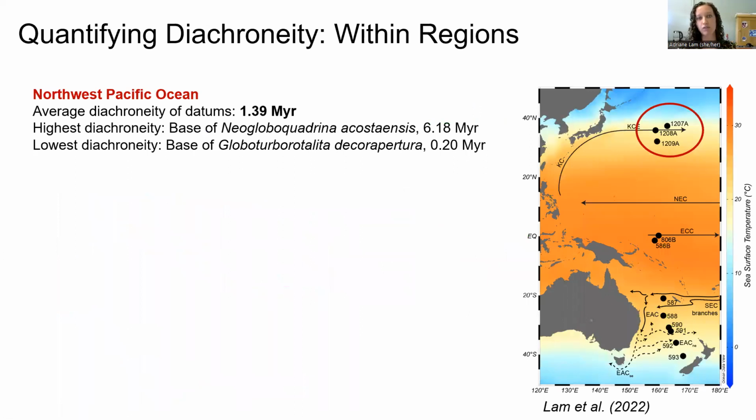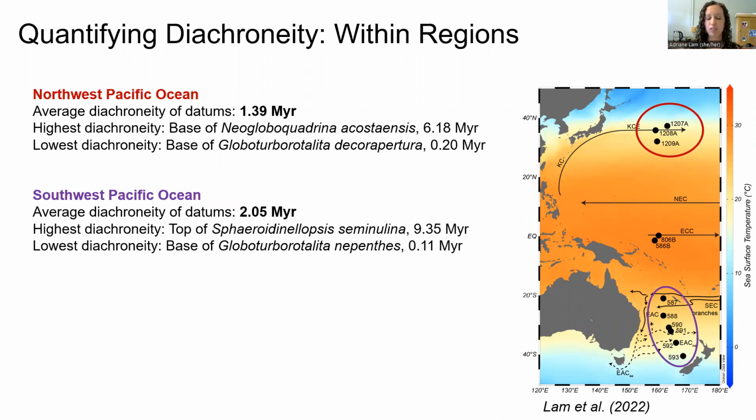So now that we've looked at these dispersal styles, let's try to put some hard numbers into these and actually quantify the diachroneity. So first, we're going to start with within regions. And we're going to start with the Northwest Pacific Ocean, looking at holes 1207A, 1208, and 1209A. So the average diachroneity of datums within this region is about 1.39 million years. And that's taking its latest occurrence date with its earliest occurrence date, just subtracting those two. The base of Neogloboquadrina costensis has the highest diachroneity within this region at 6.18 million years, but the base of Globoturborotalita decoraperta has the lowest diachroneity within this region at 0.2 million years.